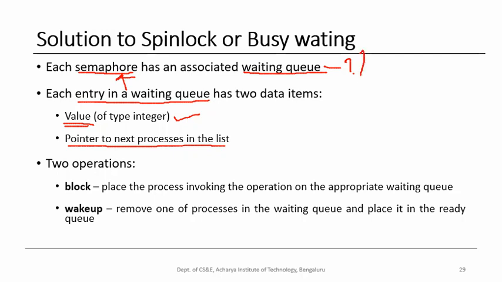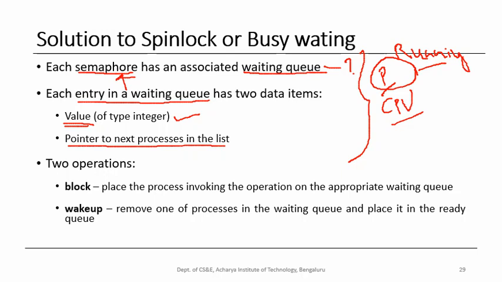So here, what we are trying to do is, instead of allowing the process P to waste CPU cycles because it is not allowed to enter the critical section, we will have to change its state from running to blocked. So there has to be a mechanism of changing the state of this process from running to blocked.